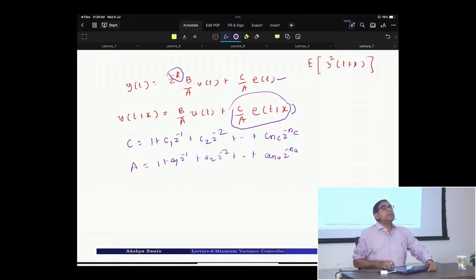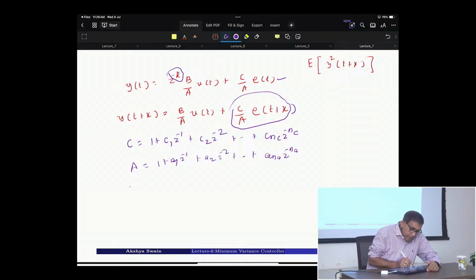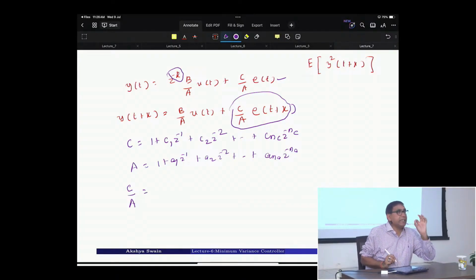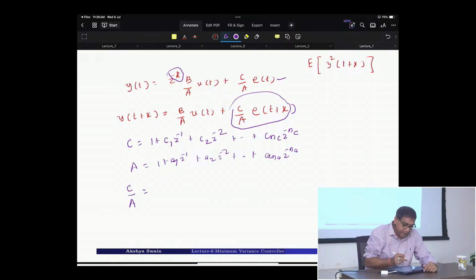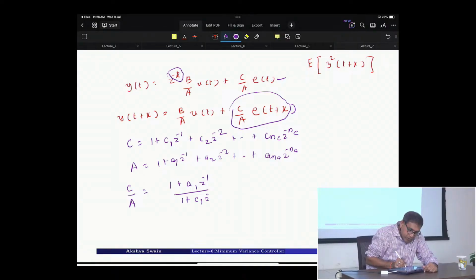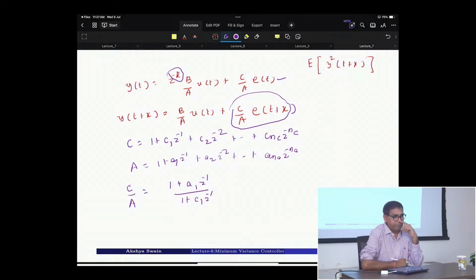Now let us see what C by A is. C by A, this is the only thing you have to understand. Nothing else. Other things are straightforward. Now let us do one thing. Let us assume, simple case, C by A equals 1 plus A1 z to the power minus 1 divided by 1 plus C1 z to the power minus 1.